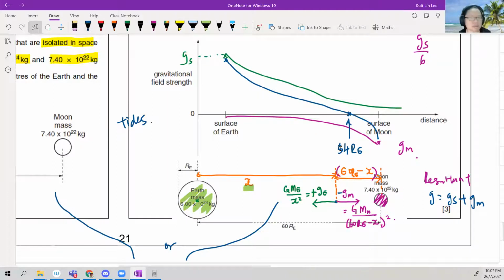If you're a maths person, I draw these two graphs and I say this blue graph here is the sum of both graphs, also can. G resultant. Teacher, this 3 marks, how to get?